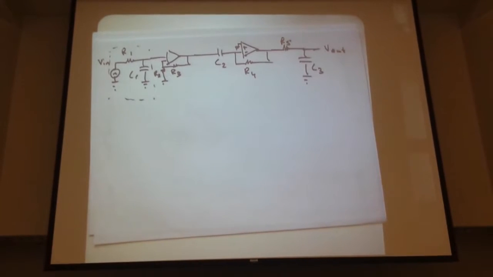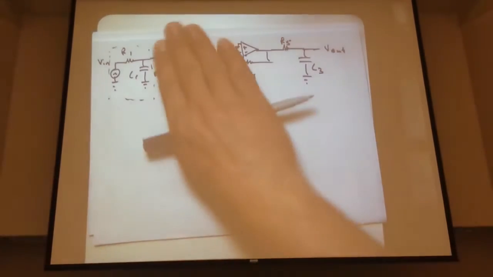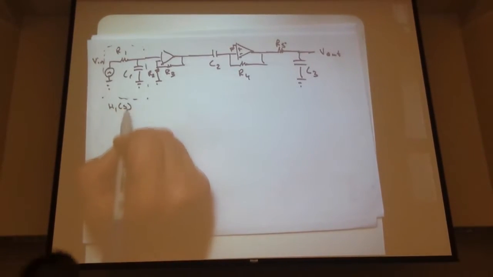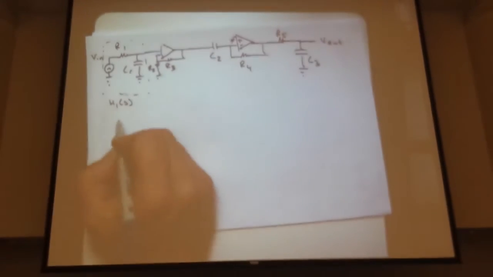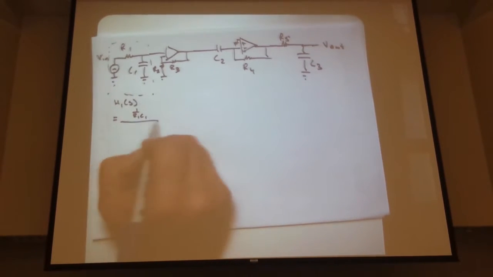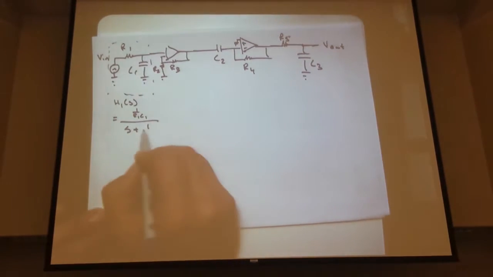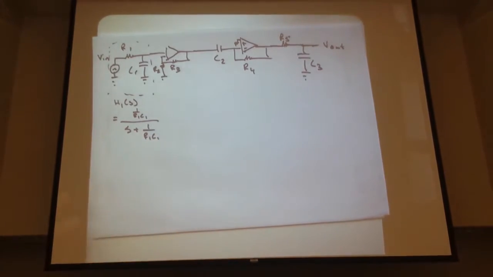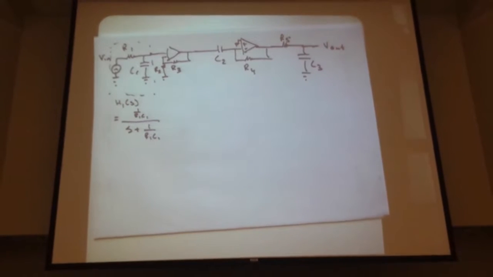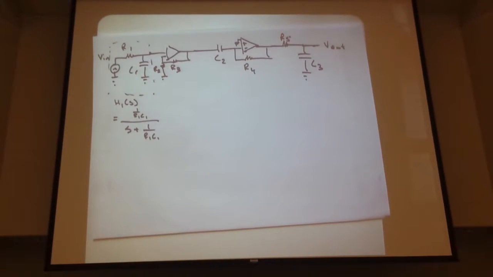The input impedance to the op amp is infinite, so to speak, or in other words, no current goes into the op amp. So when you analyze what I just drew as a box, or H1 of S, this is an isolated stage, and we can write this as 1 over R1 C1, over S plus 1 over R1 C1. And if you want to call that VA or some such value, that's fine.